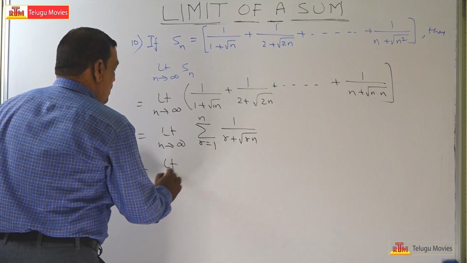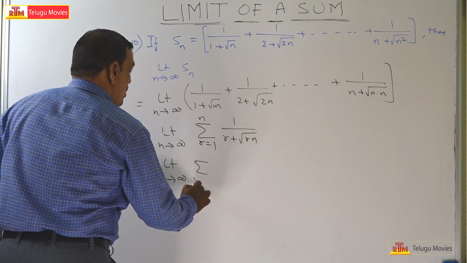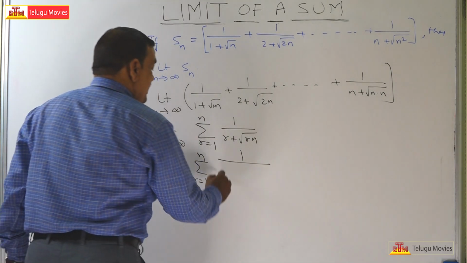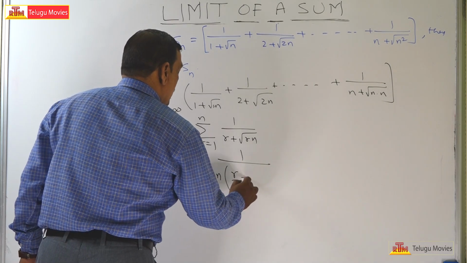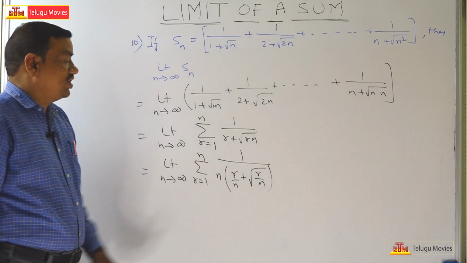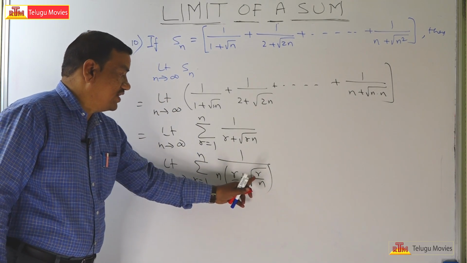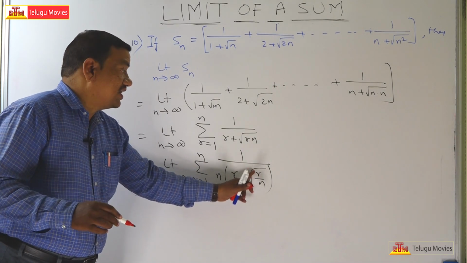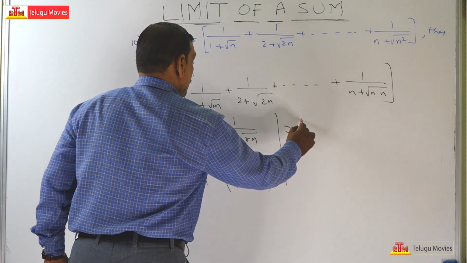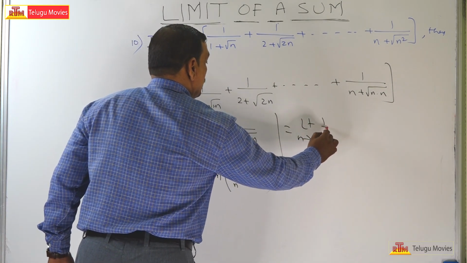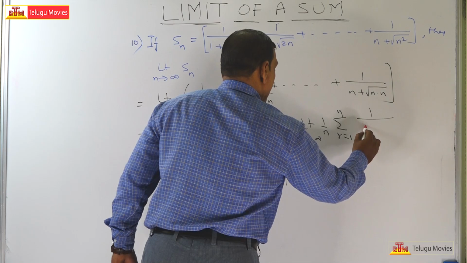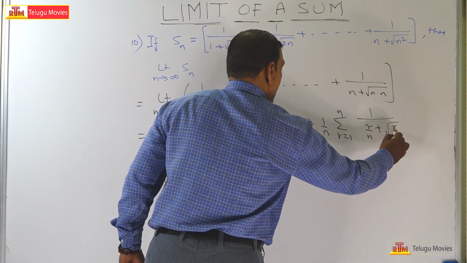Let us take it as limit n tends to infinity, r runs from 1 to n, 1 by. Can I take n common outside? If you take common outside, what happens? r by n, root of r by n. Can I write it as that? Nothing wrong. Check it. n cancel. Root of n square, n will get cancelled, r into n. Take 1 by n outside. So this is equal to limit n tends to infinity, 1 by n, sigma r runs from 1 to n, this is 1 by r by n plus root of r by n.